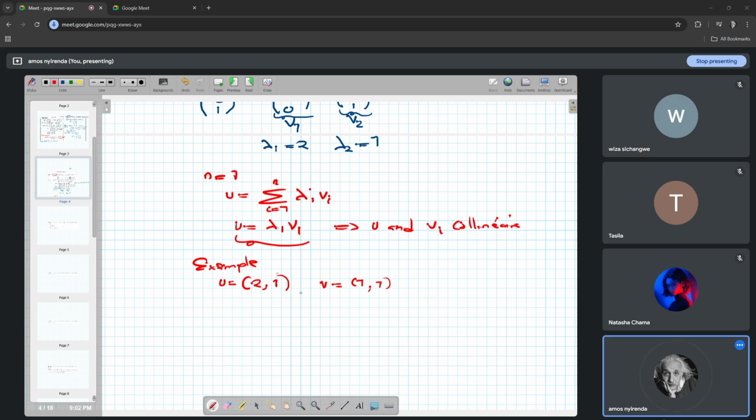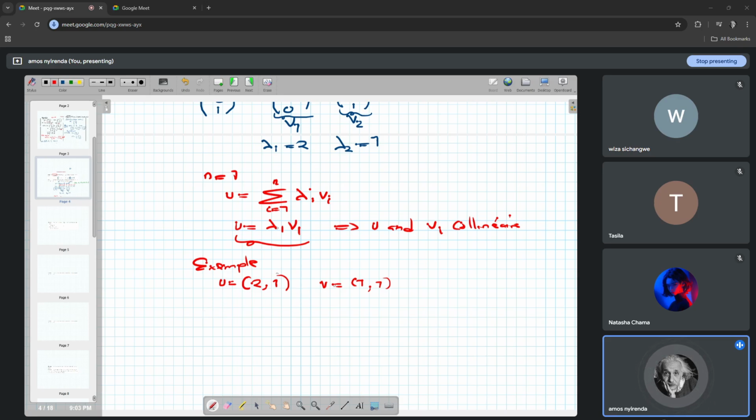Okay. So anyone who wants to try? Anyone to try? Okay. Wiza, how do we go about verifying or maybe checking if the two vectors u and v are collinear? So using what I've written here, maybe let's just solve it together.